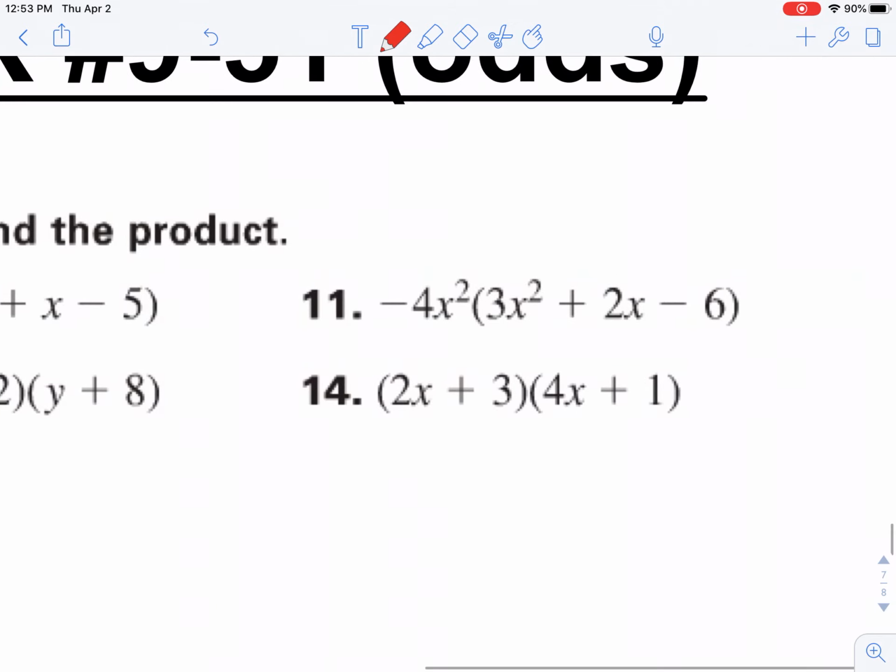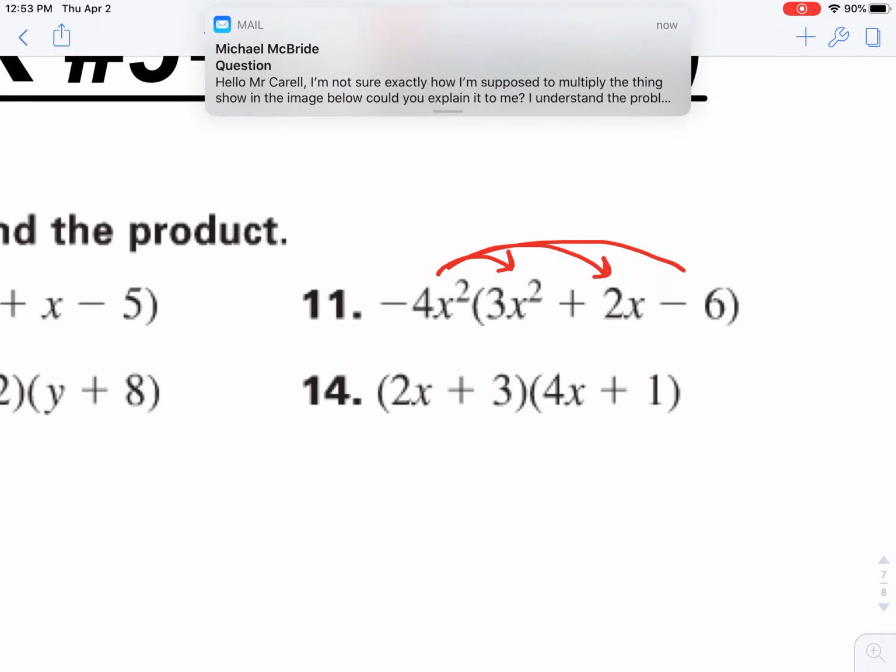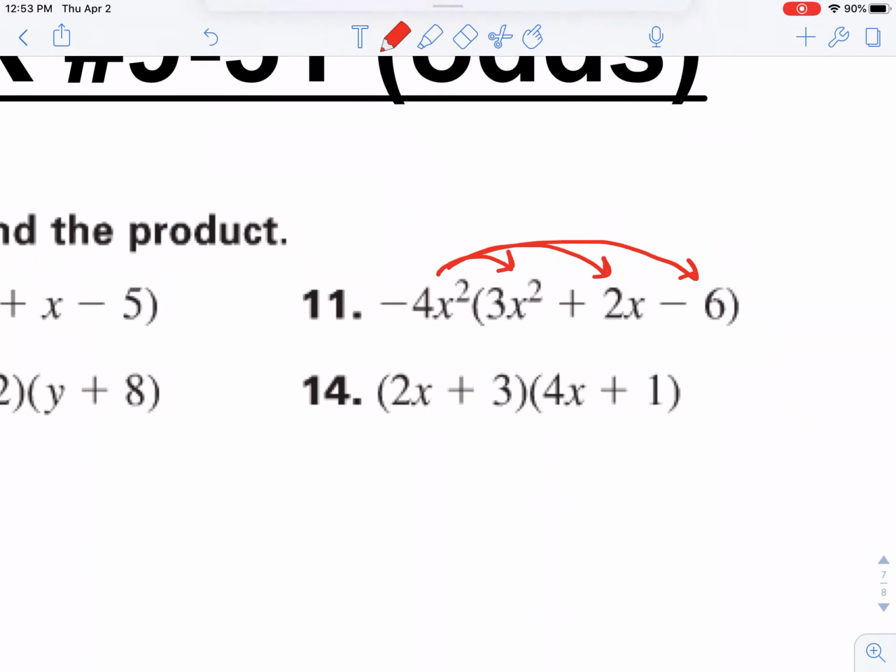11. We're going to distribute this thing outside the parentheses to everything inside the parentheses. Okay, so negative 4x squared times 3x squared. So the negative 4 times the 3 is negative 12. And then x squared times x squared, you remember you add the exponents when you're multiplying bases. So it becomes x to the 4th. Then negative 4x squared times positive 2x is going to give you negative 8x to the 3rd power.